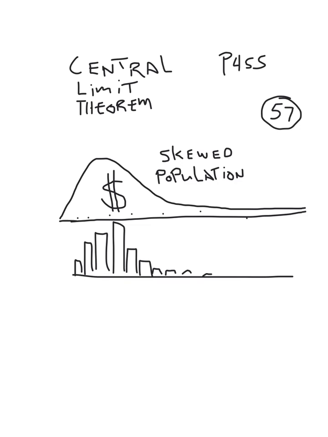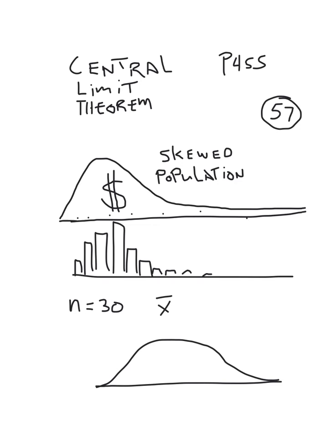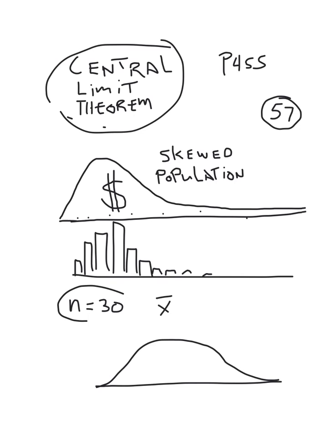But if you take samples, so if your sample size is, say, 30 or more, and you take the average of that sample and make another bar graph, then that bar graph is going to be normal. So remember, central limit theorem has to do with taking a sample size of 30 and taking the average of that sample many, many, many times. Okay, that's the answer to that one.